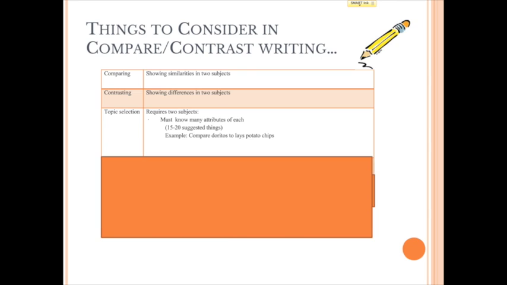Whereas when you are picking your topic that you're going to compare and contrast, you need to know that you have to have at least two subjects. You need to know as many different attributes of those topics as you can think of. 15 to 20 is suggested. So for example, if you were comparing Doritos to Lay's potato chips, if you could come up with at least 10 to 15 items for Doritos and 10 to 15 items for potato chips, I think that would be adequate. And then it'd give you a lot of information to figure out what you're going to be talking about, whether you're comparing or contrasting.